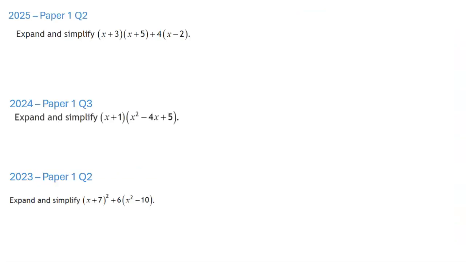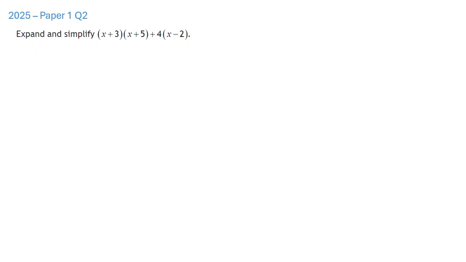The 3 I'm going to look at are the 2025 paper, which comes up in paper 1 question 2; the 2024 paper, which is paper 1 question 3; and the 2023 paper, paper 1 question 2. Look at them, you'll notice the differences ever so slightly between the questions and the way they're presented and what they contain. So pause and have a go and then come back and check your working, and I'll show you where the marks are awarded as well.